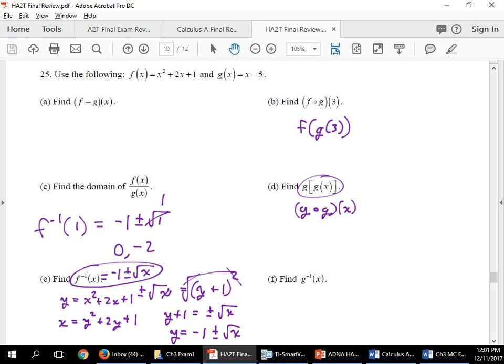We're going to take the g function, which is y equals x minus 5. We're going to flip it. We have x equals y minus 5. I have to add 5 to both sides. Now you have x plus 5. Once you get the y alone, you found the inverse function. The inverse function here is x plus 5.